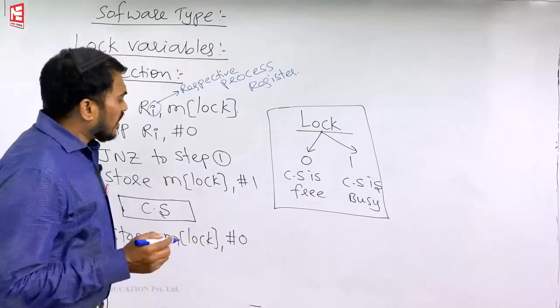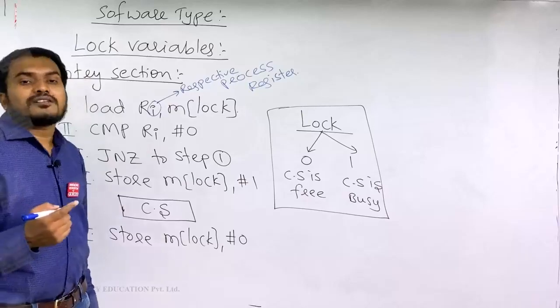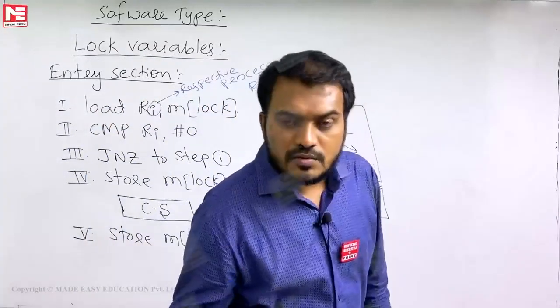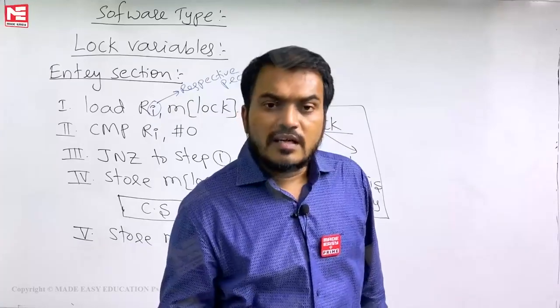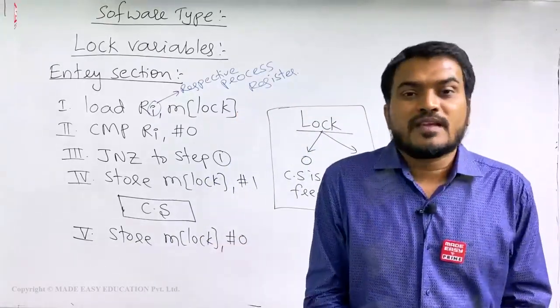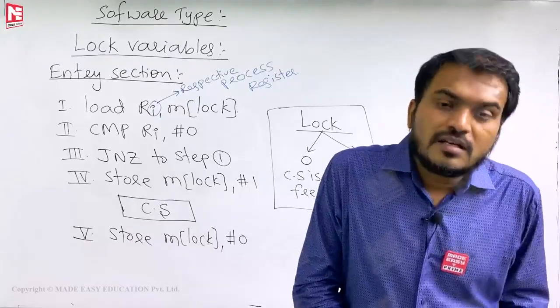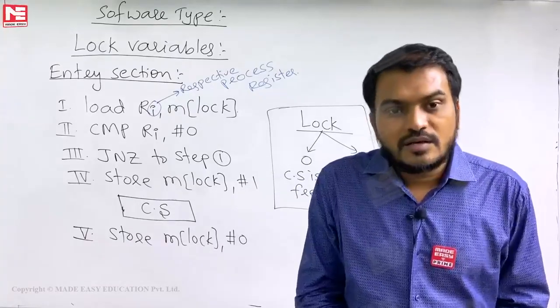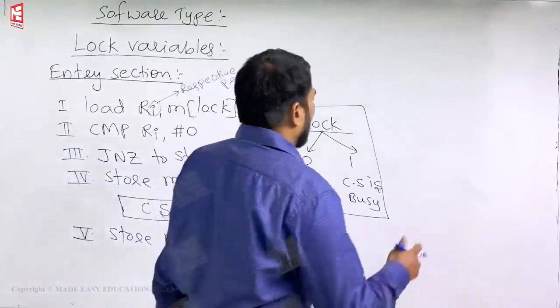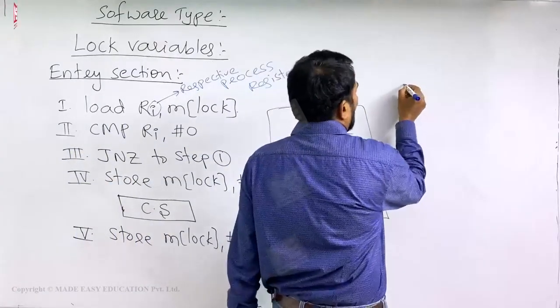If it is following our conditions, like what are the conditions? Look here: mutual exclusion, progress and bounded waiting. If it is following those conditions, then you will say it is a correct solution. If it is not following those conditions, then you will say it is an incorrect solution. So how are we going to check that? Listen carefully, I am doing the analysis here.